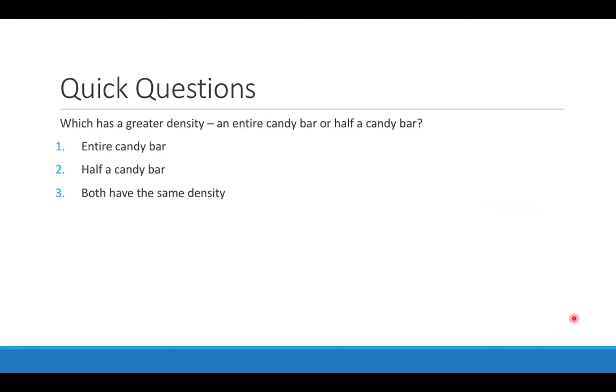Which has a greater density, an entire candy bar or half of a candy bar? The entire candy bar has a particular volume. Half of the candy bar has half of the volume, but it's a particular type of candy bar. So just like water has a particular density, the candy bar has a particular density. Both the entire candy bar and half the candy bar have the same density because they're made of a particular material, and materials have a given density. The entire candy bar has a bigger volume and a bigger mass. Half the candy bar has half the volume, but also half the mass.